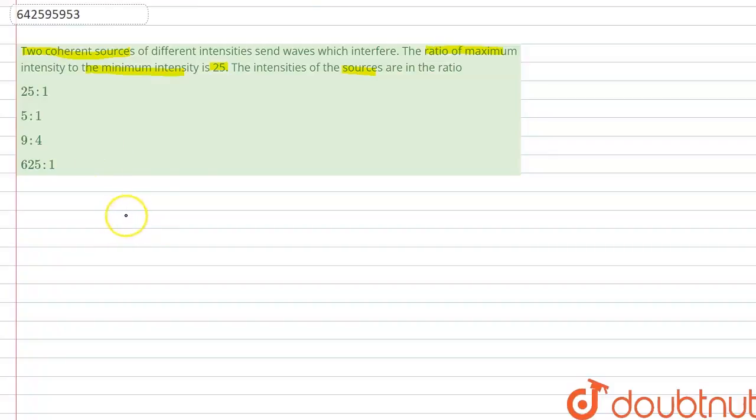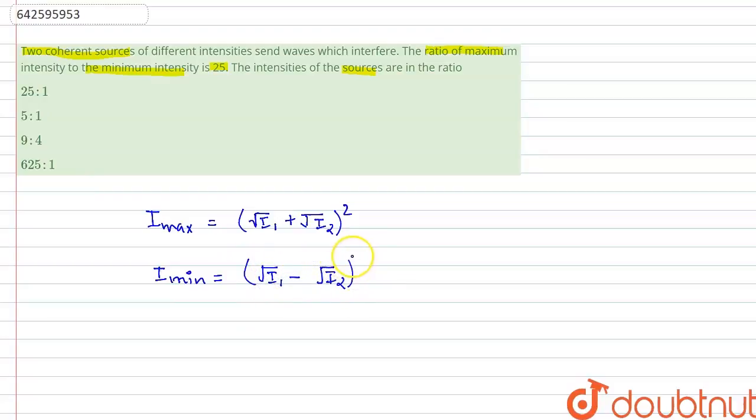Firstly, we will find the maximum intensity. Maximum intensity is (root I1 plus root I2) to the power 2. And what is I minimum? I min is (root I1 minus root I2) to the power 2.